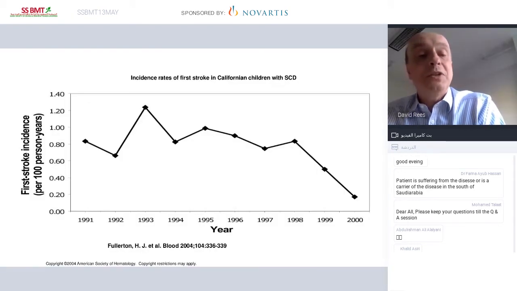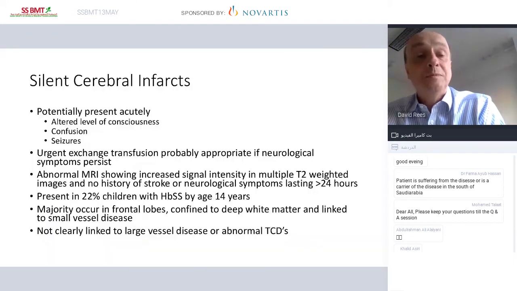This is the incidence of stroke in California since the onset of transcranial Doppler screening, showing a significant fall from the 90s. And again, we've seen that across the world. In any country that's been able to implement transcranial Doppler screening with blood transfusion, the incidence of stroke has fallen.